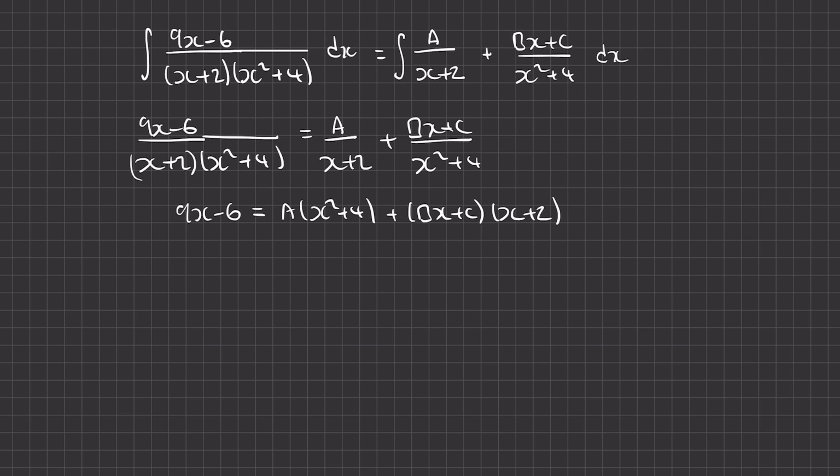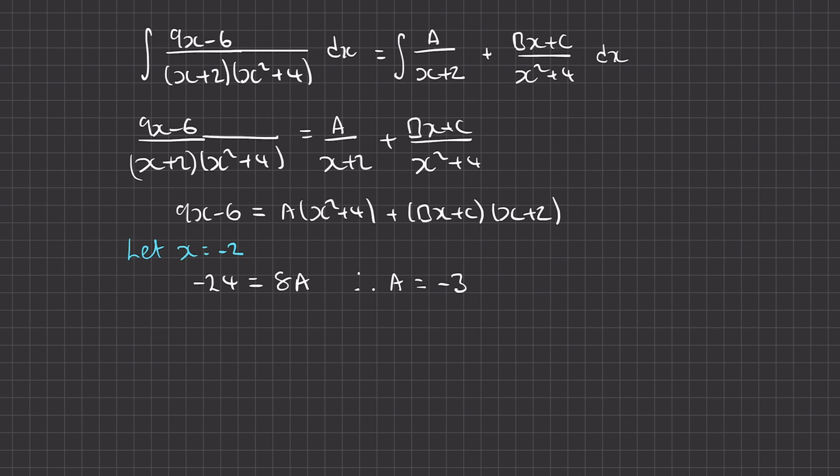Now the easiest thing I can do is to let x equal negative 2, and that will cancel out this bracket here. So we'll say let x equal negative 2. We'll put negative 2 into our left-hand side, and we get negative 24. With negative 2 into here, we get 8. So this is equal to 8a, and this has cancelled to make 0 because of this term here. So now we know that a is equal to negative 3.